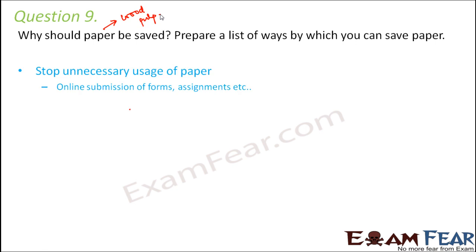Some of the ways by which we can save paper: first, stop unnecessary usage of paper. In many cases where there is no need to use paper, let's stop using it. For example, if you can book your tickets online and get your ticket online, there is no need of getting a printout, because these days you get your ticket in an email or on your mobile phone. So please do not waste paper in that case. In many cases, you can submit your assignments or application forms online. There also you can save some paper.